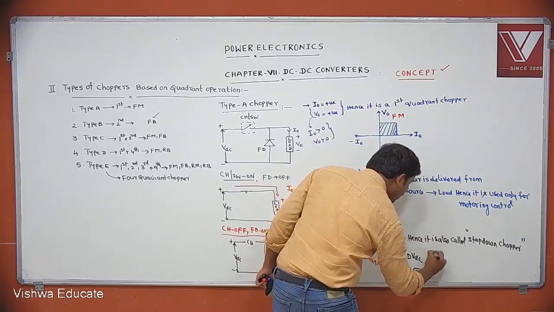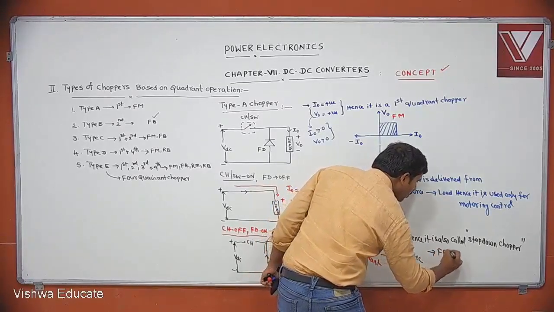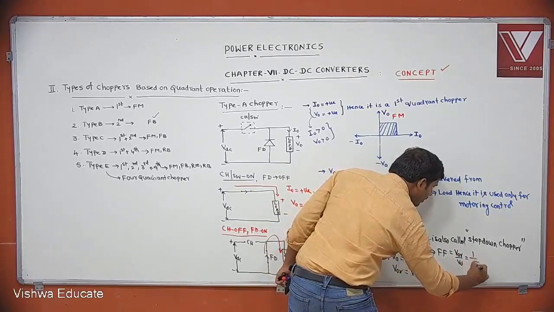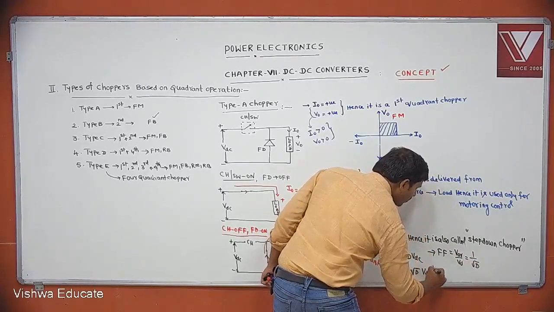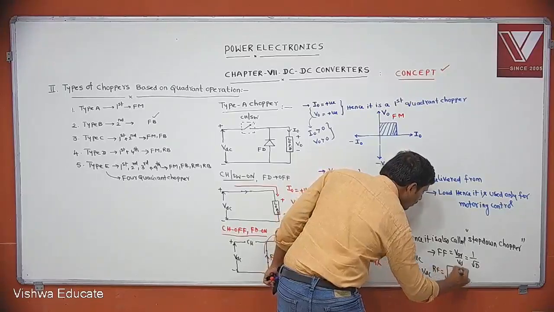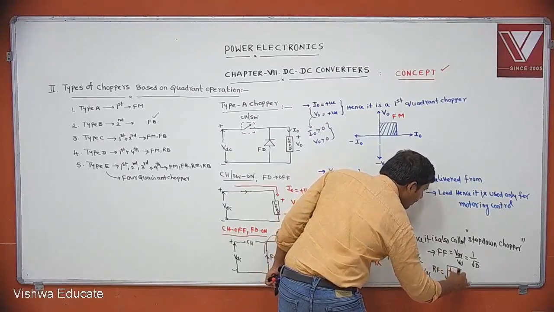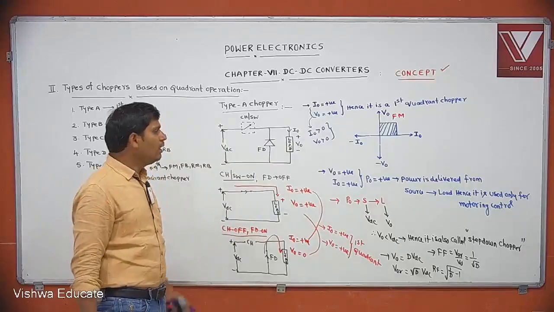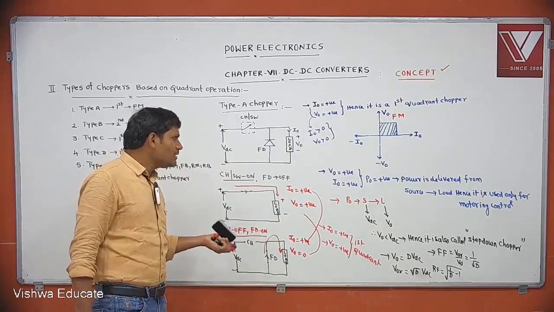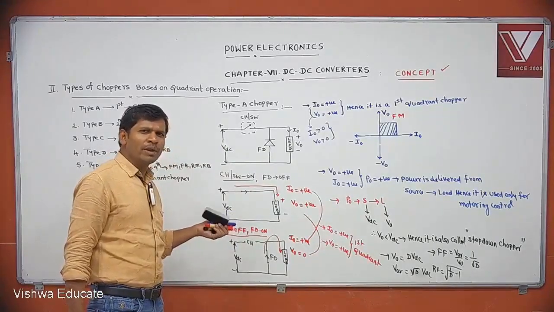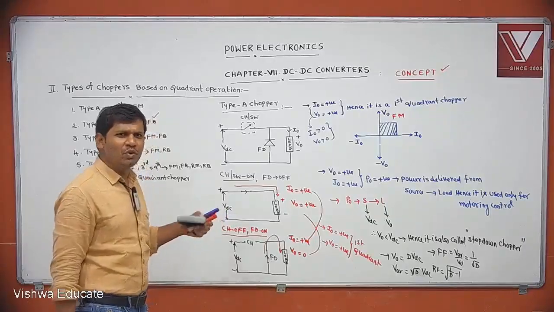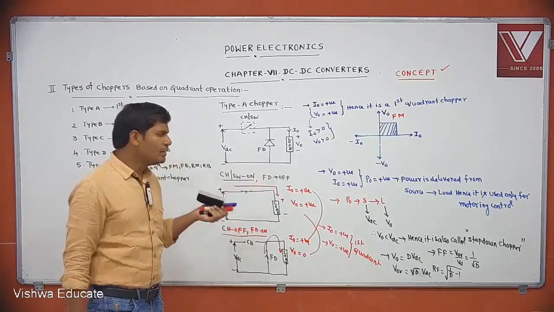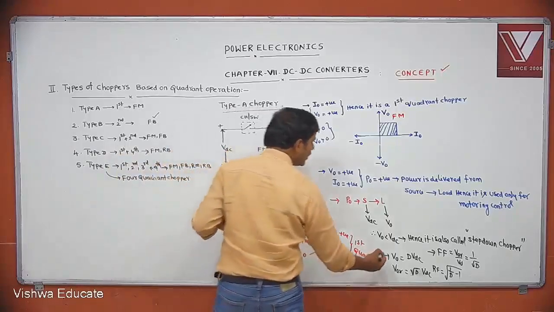Then the form factor is V naught RMS by V naught, which you can get as 1 by root d. The ripple factor is the square root of 1 by d minus 1. The analysis is similar to that of the buck regulator, but this is a chopper. What is the difference between a chopper and a regulator? Without a filter arrangement, that is nothing but a chopper. Then we get the same formula, V naught equal to d VDC.